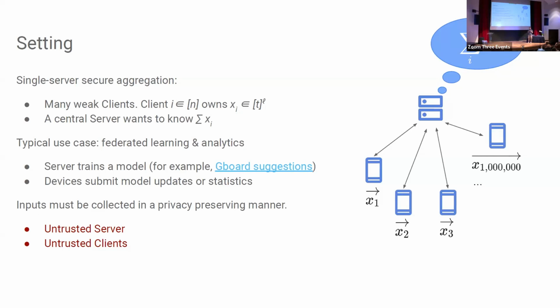Because all those inputs are privacy-sensitive user inputs, we want to build a large-scale MPC protocol in a privacy-preserving manner. Specifically, in this work we consider that the server could be malicious, and a fraction of the clients could also be malicious.